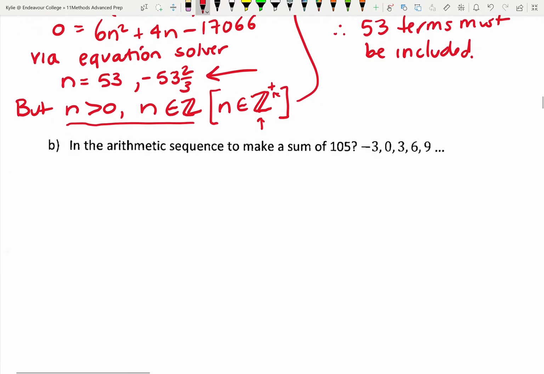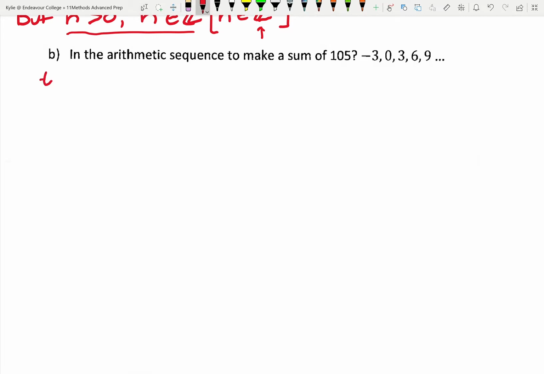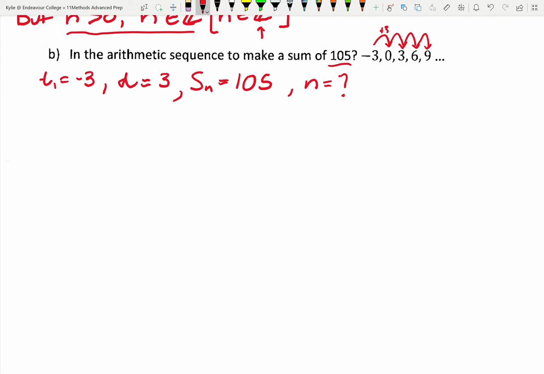Question B is virtually identical to question A. T1 is negative 3. D is, we can see that this is plus 3, plus 3, plus 3, plus 3. So our common difference is 3. This time we're talking about a sum to n terms of 105, and we're trying to find n. We don't know what it is. So use a rule, write the rule. Sn is n on 2 outside of 2t1 plus n minus 1 lots of d, and then populate the rule.